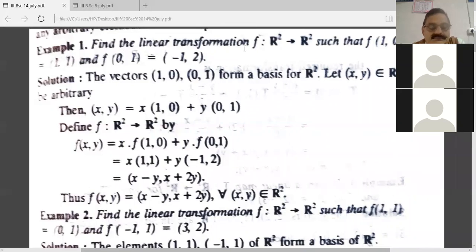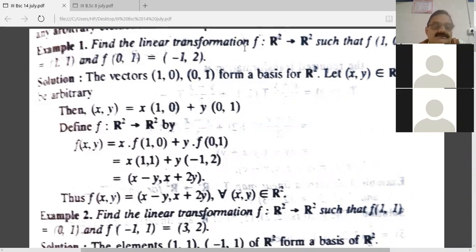So here you have to find the linear transformation from V2 of R to V2 of R such that f of 1 0 instead of t here f is given. So f of 1 comma 0 is 1 comma 1 and f of 0 comma 1 is minus 1 comma 2. Remember, it's a mapping from V2 of R, that is two-dimensional vector space, to another two-dimensional vector space. So domain and the codomain are same.